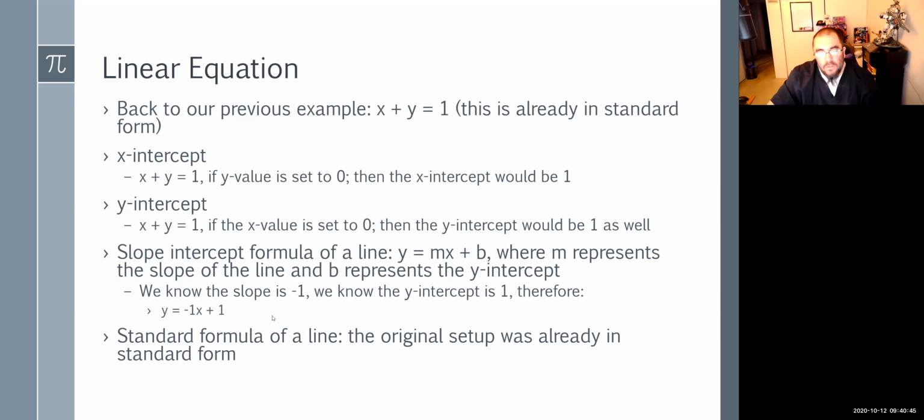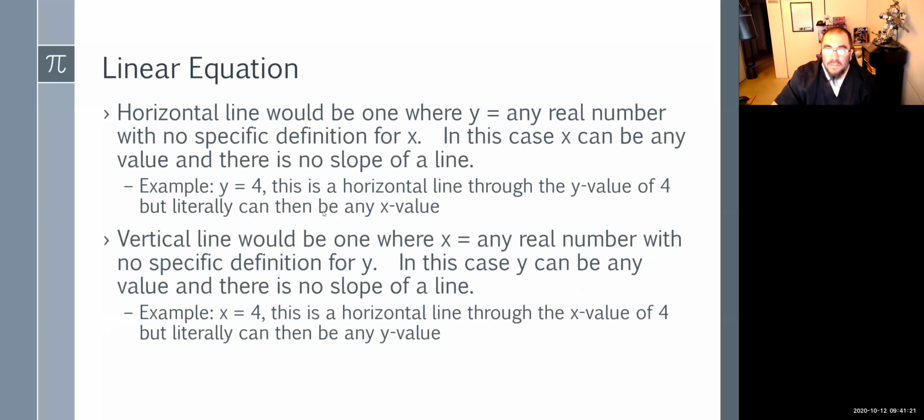Right? Wait, Mr. Here, that seems a little complicated. Well, if we just look up here, x plus y equals 1. All we did was subtract x from both sides. And that's how we got the slope intercept formula. The standard formula of a line is the original setup, which is this one up here. We've already done that. That is the standard setup, right? That is basically saying 1x plus 1y equals 1. That's as complicated as these formulas or the linear equations are going to get for this class, right?